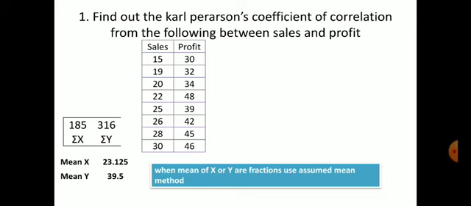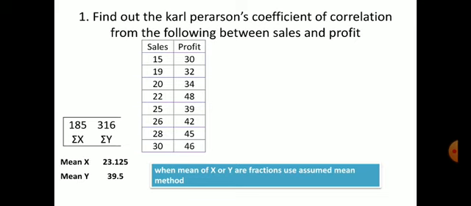We will be taking sales as x and profit as y. If you calculate the summation of sales, it is 185, and for profit, that is y, if you sum it, it is 316, and the n value here we'll just count it: 1 2 3 4 5 6 7 8. Okay, n value is 8 here, because there are 8 entries they have given.